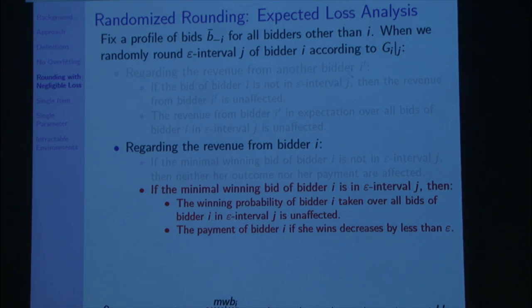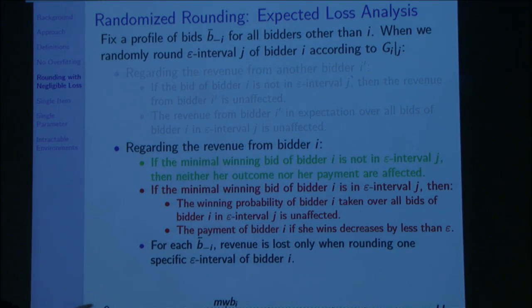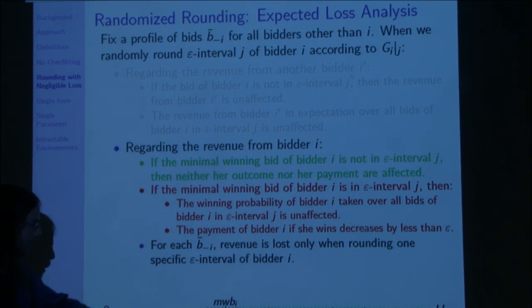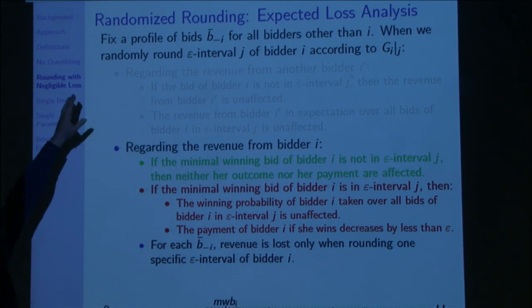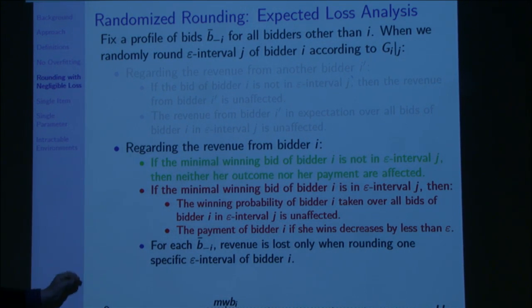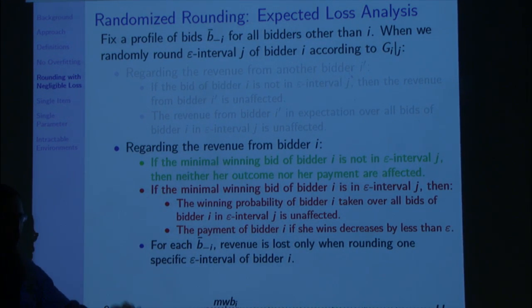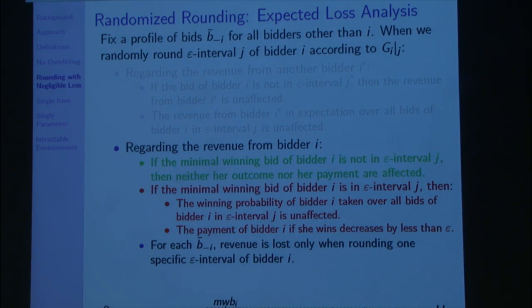So overall, if his minimal winning bid is here, we get epsilon less from him if he wins. And recall that if his minimal winning bid is not in the epsilon interval that we rounded, then we lose nothing. So for each fixed profile of bids for the others, revenue is lost only when we round the specific epsilon interval where Mark's minimal winning bid lies. Rounding of all of the other epsilon intervals we get for free.